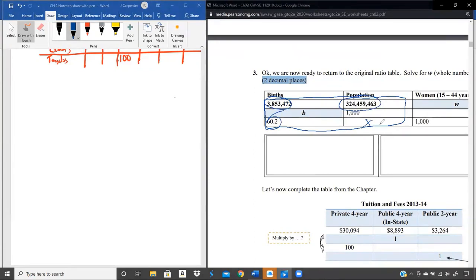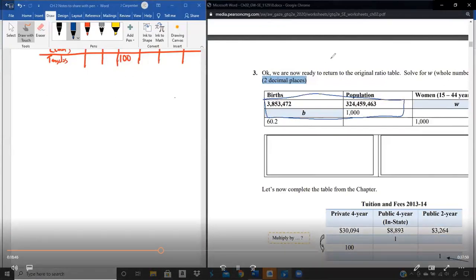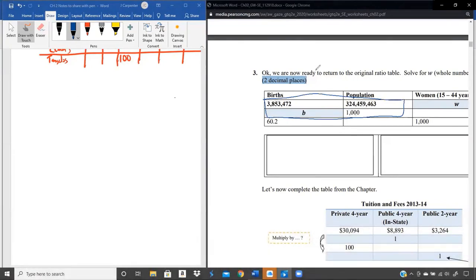Yes. Would you have maybe a job that makes you find all of these blanks? Maybe. Is that our goal? No. We're only finding these 2 specific things. The number of births per 1,000 people and the number of women of birthing age. So don't do more than you have to. We're just going to do this as our box. So the 3.8 million over the B equals the 324 million over the 1,000.